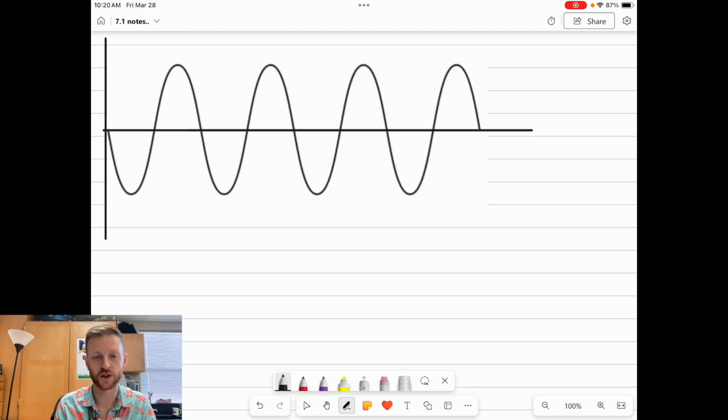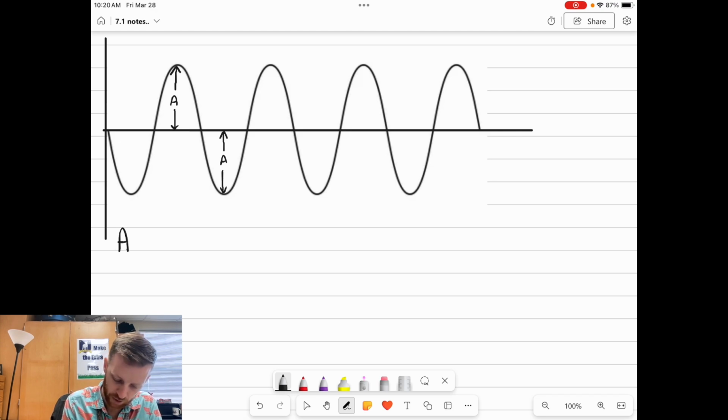So I'm going to put just the wave on the page here. And the first thing we want to talk about is something called the amplitude. So the amplitude is this section here. I'm going to put an A there because that's how we represent amplitude. It can be here or it can be here. It's either one.